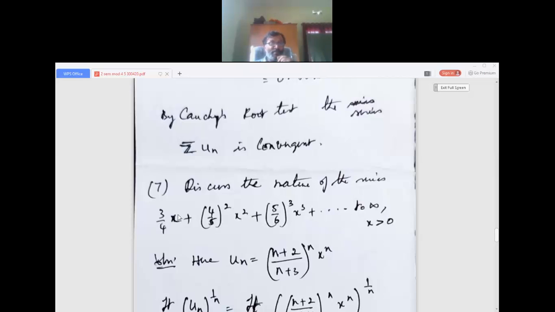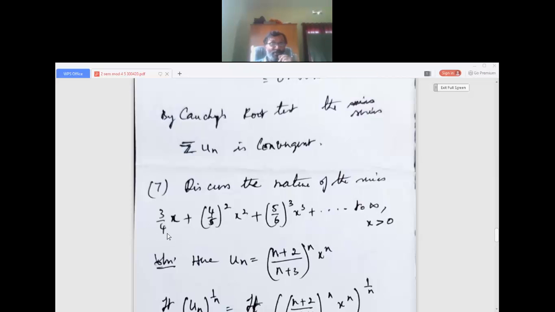So first term is 3. That means first term is 1 plus 2. Second term is 4. So 2 plus 2, 4. Third term is 5. So 3 plus 2. So naturally the nth term will be n plus 2. So un equal, this is sigma un series. So the nth term numerator will be n plus 2.